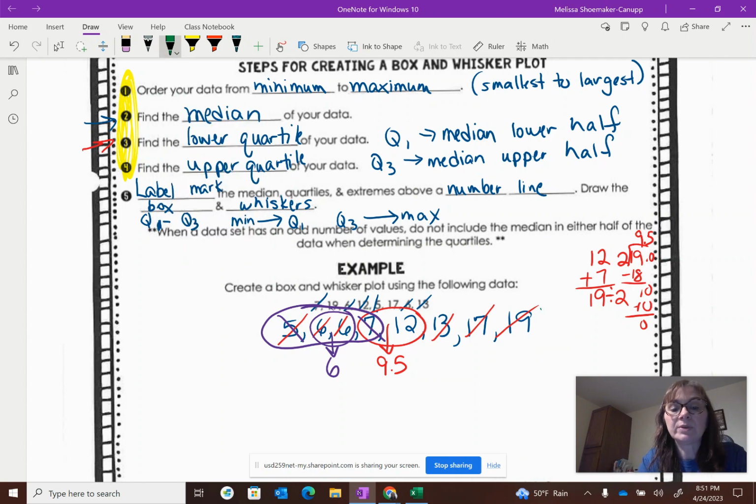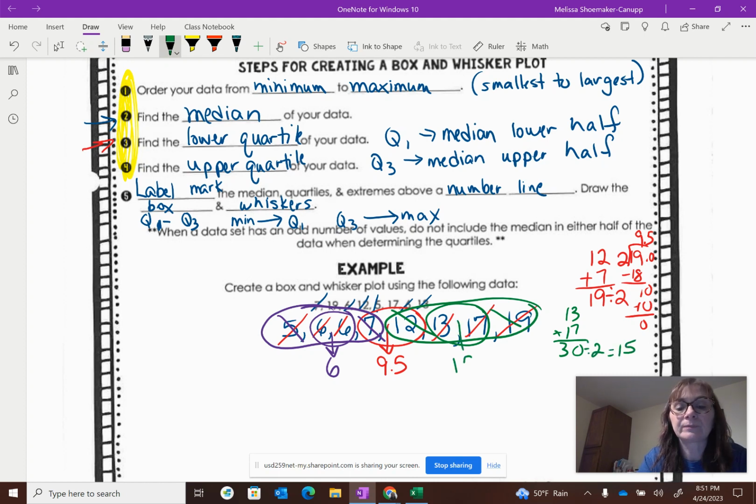Okay, next step, finding the same thing with the upper quartile, 13 and 17. So we have to add. This should feel familiar. I know 30 divided by 2 is 15. Just punch it in your calculator.